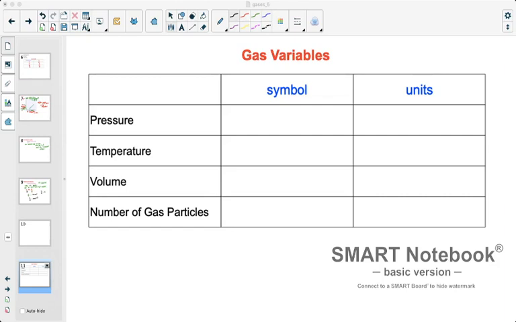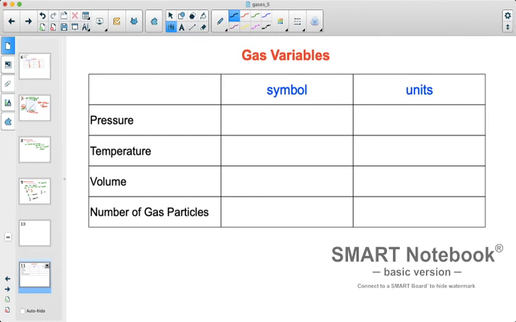Hi everyone. Now that you know about general variables, to tie this back again to really the gas topic, we need to talk about the gas variables. For us, there are four specific gas variables that you need to know about. We have pressure, temperature, volume, and also the number of gas particles. And they all play an important role to understanding how an ideal gas will behave.